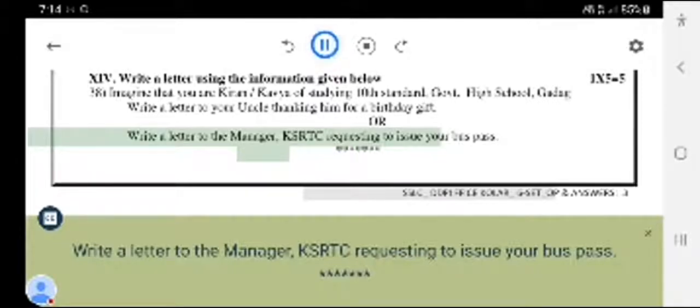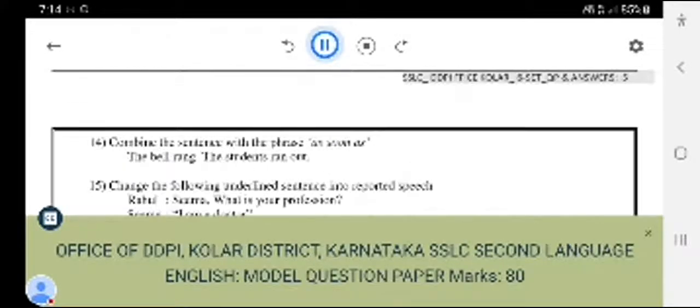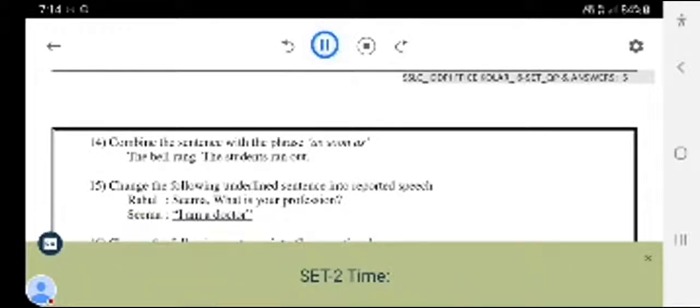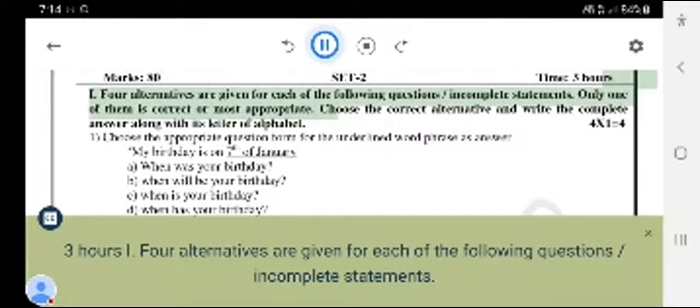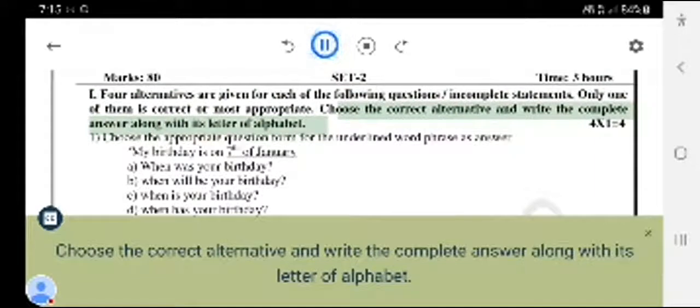Office of the DDPI, Kolar District, Karnataka. SSLC, Second Language English. Model question paper. Marks: 80. Time: 3 hours. Four alternatives are given for each of the following questions or incomplete statements. Only one of them is correct or most appropriate. Choose the correct alternative and write the complete answer along with its letter of alphabet.